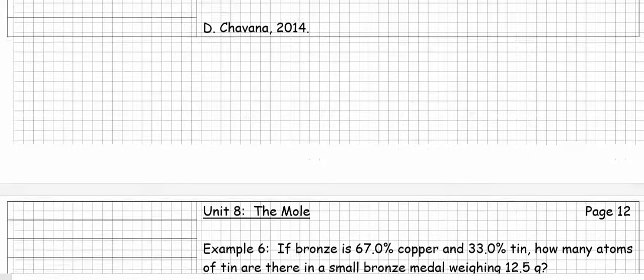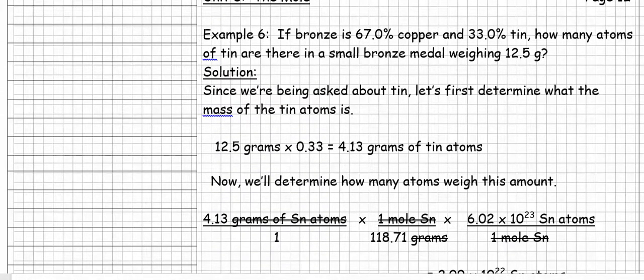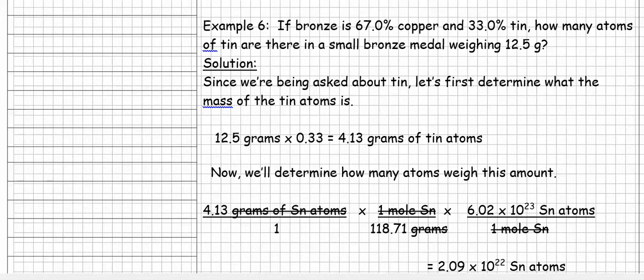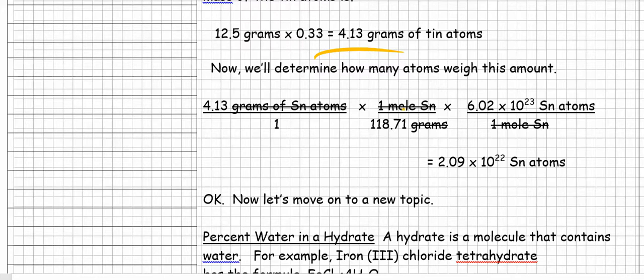Then we went on to example number 6. We looked at this example of bronze that was composed of copper and tin, and we knew the mass of the entire bronze metal was 12.5 grams. So we could determine by mass how much tin we had. If it's 12.5 grams total and 33% of it is tin, then that's 4.13 grams of tin. Then we converted that into atoms, a two-step process: grams to moles, moles to atoms. And we've got this number, 2.09 times 10 to the 22nd atoms.